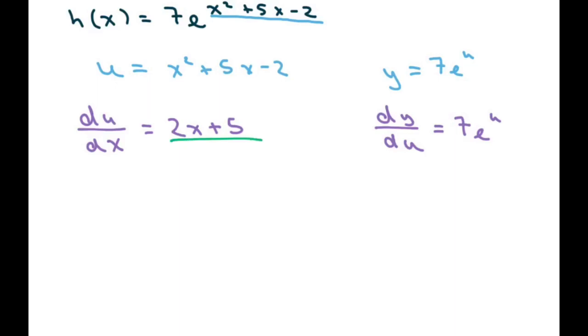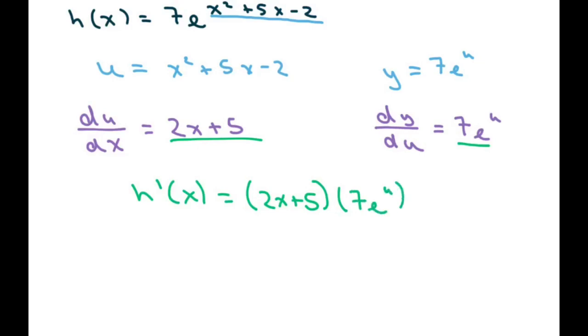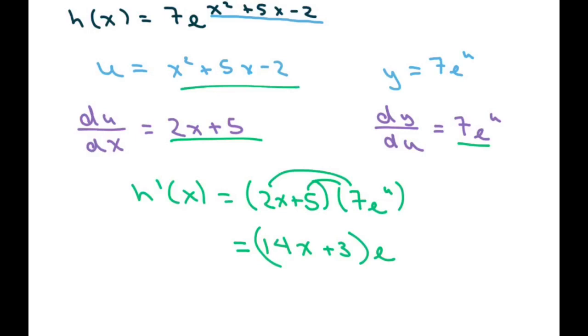Now I merely multiply these two, so I'm going to get my derivative of h is 2x plus 5 times 7e to the u power, and that's going to equal, I'm going to go ahead and distribute the 7, 14x plus 35 times e to my u. My u happens to be x squared plus 5x minus 2.